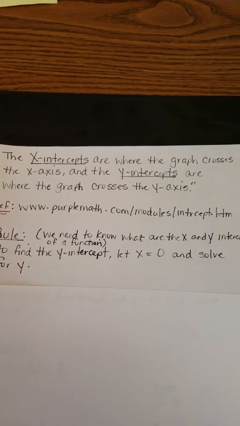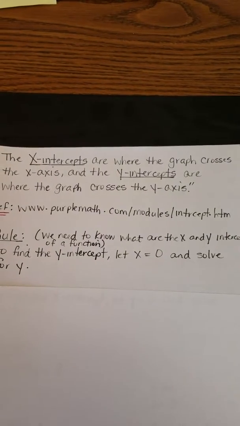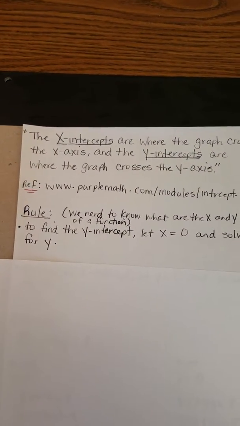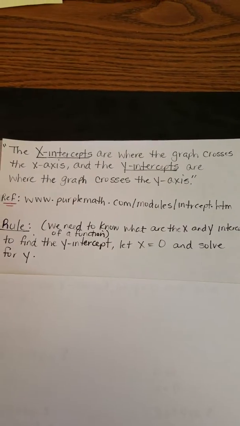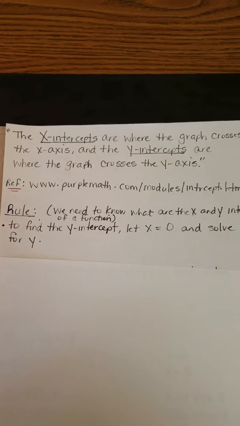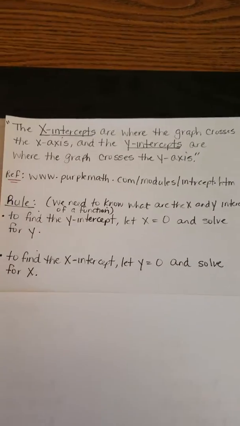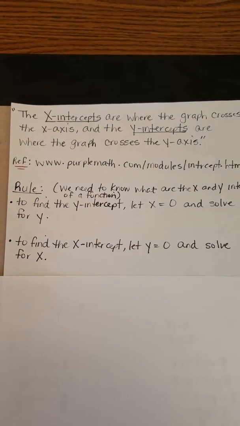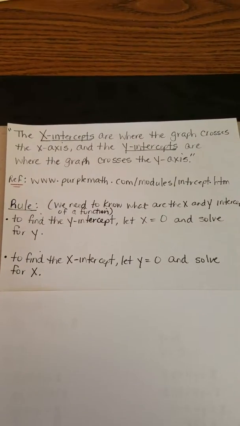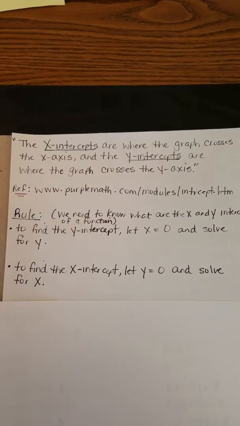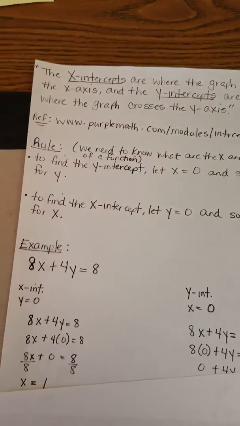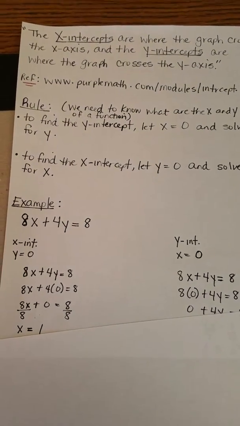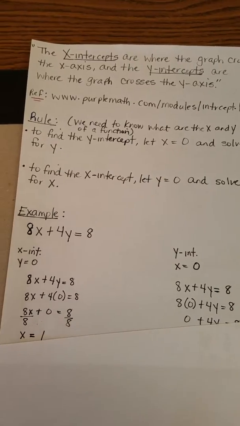First we need to know what the x and y intercepts of a function are. To find the y-intercept, we let x equal 0 and solve for y. And to find the x-intercept, we let y equal 0 and solve for x. My example here is 8x plus 4y equals 8.